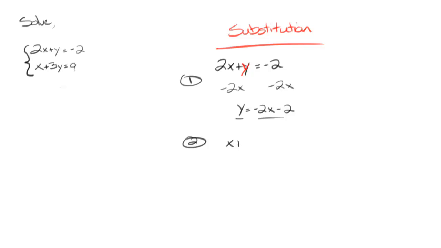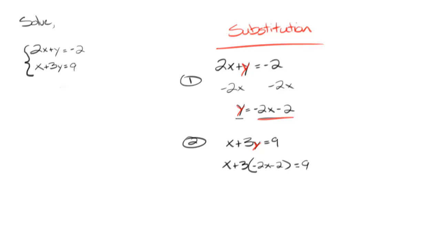So I have my other equation, which is x plus 3y equals 9. What I'm going to do is replace this y in the second equation with the equivalent expression equal to y above here. Here's what that will look like. I'll have x plus 3 times y. Now y is negative 2x minus 2, and that equals 9. That right there was the substitution method being employed.